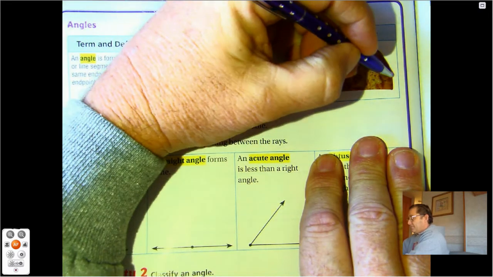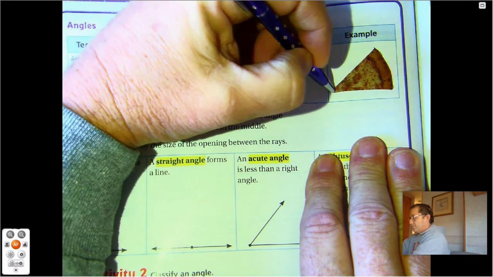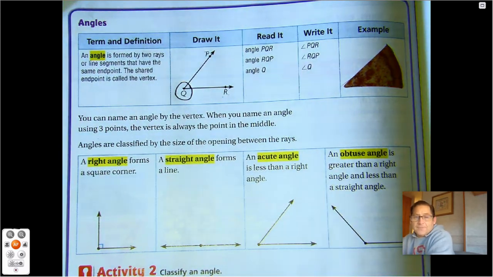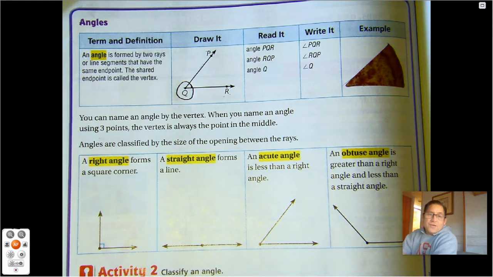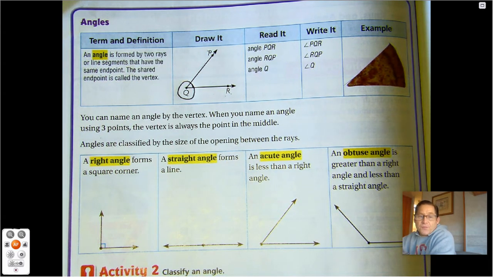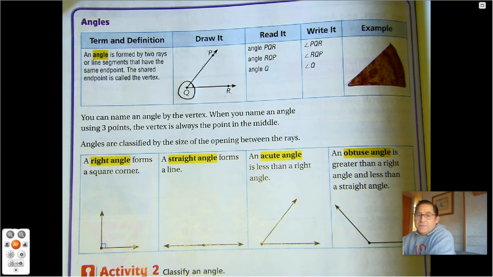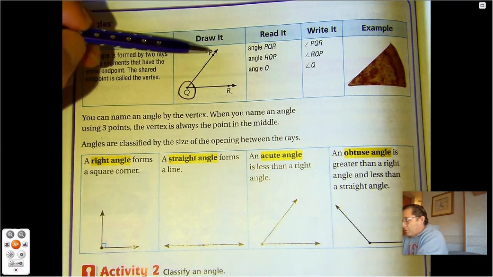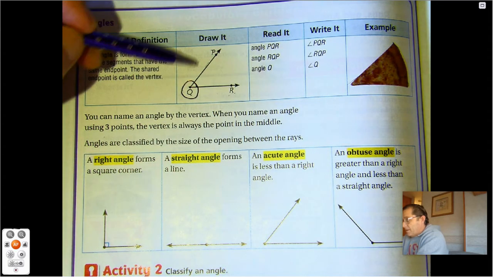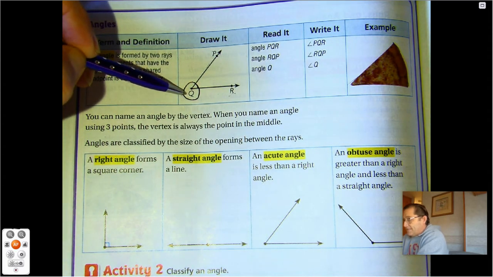So this pizza piece has 3 different angles, right? All right, so you can name an angle by the vertex. When you name an angle using 3 points, the vertex is always in the middle. Okay, so again, we call this angle PQR. The Q is in the middle because it's the vertex.